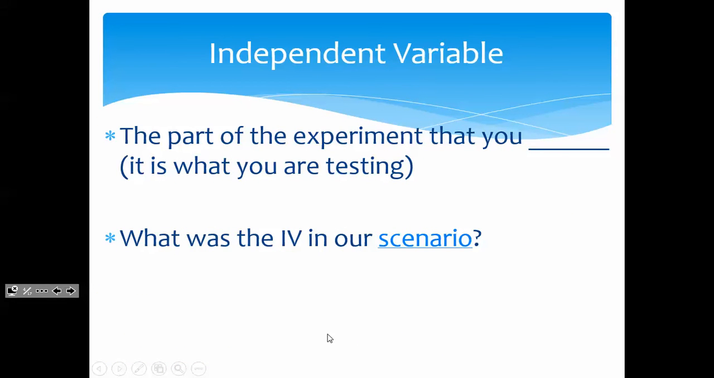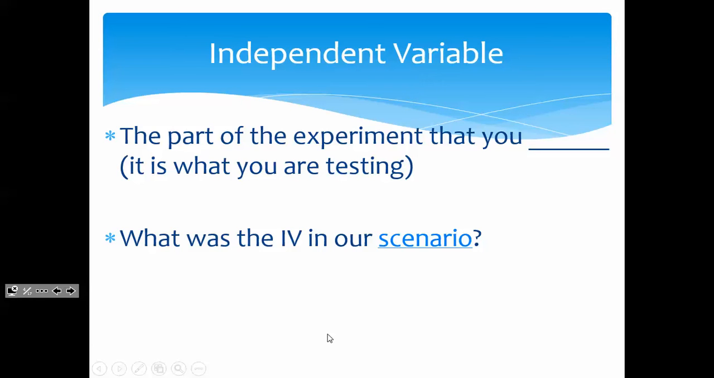So let's talk about the parts of an experiment. That's what we call experimental design. How do you design an experiment? One of the first things you have to do is identify your variables, what's going to change and what's going to stay constant. So there's a couple types of variables, the first one being the independent variable.